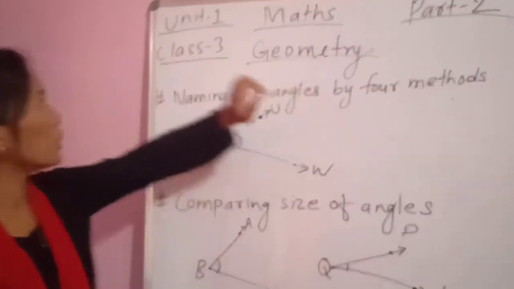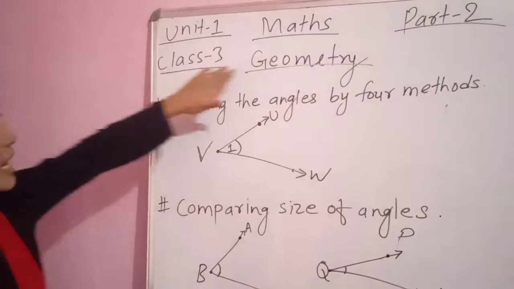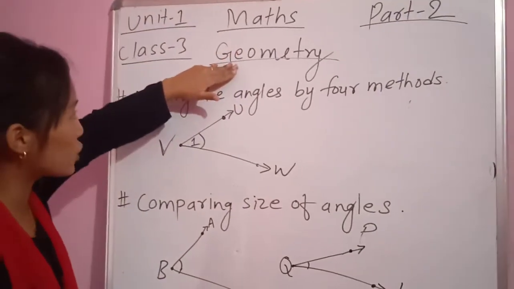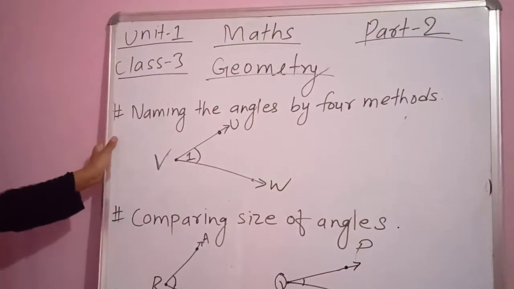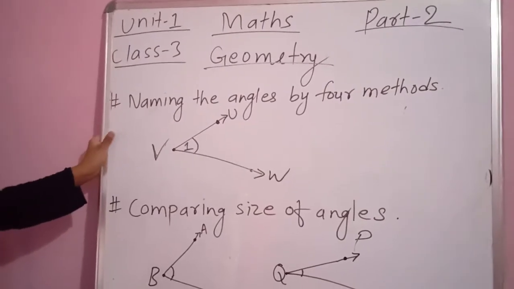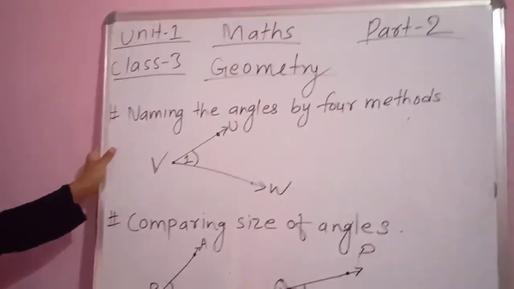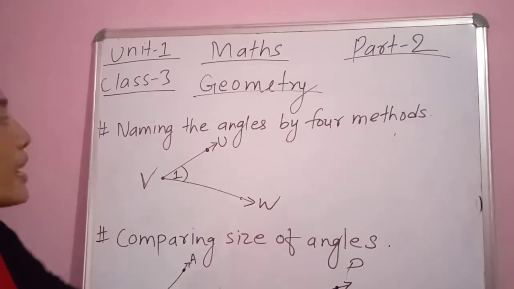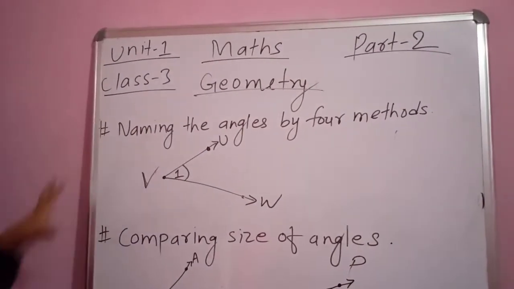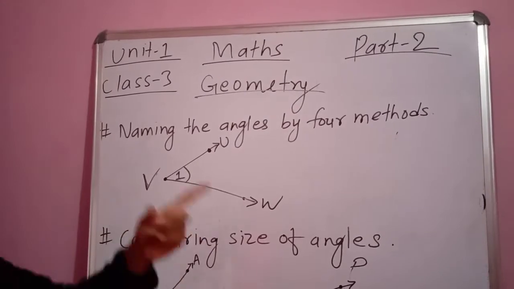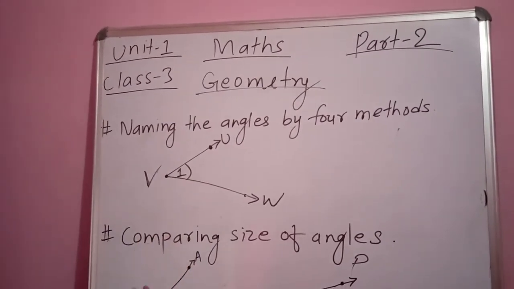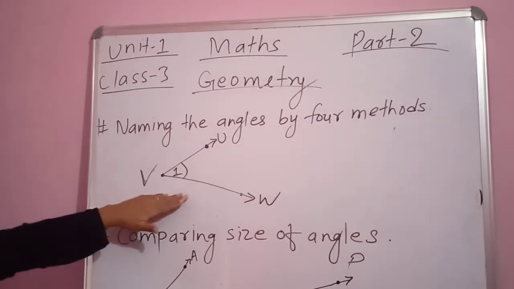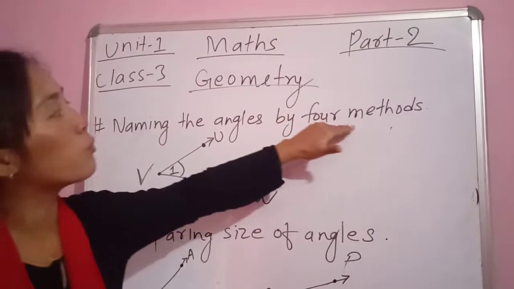This is the part 2 video of Unit 1 of Class 3, that is Geometry. Under this Geometry topic, we have learned about various important topics, but now in this part 2 video, I am going to teach you how to name the angles by the 4 methods. In the previous video, I taught you how to name the angles by only one method. But here, I am going to teach you how to name the angles by the 4 methods.